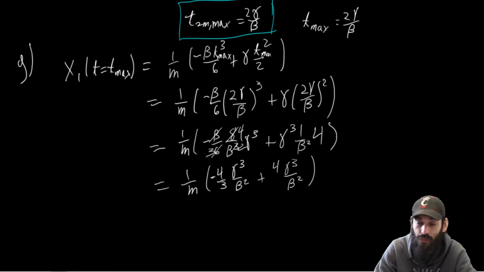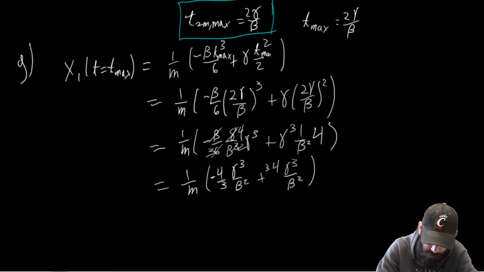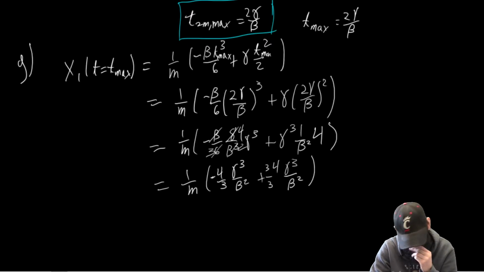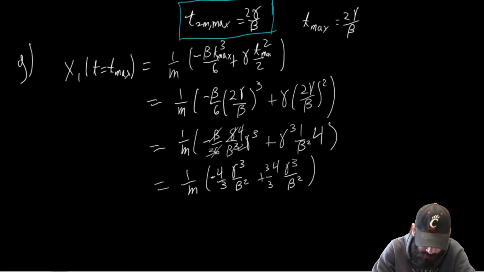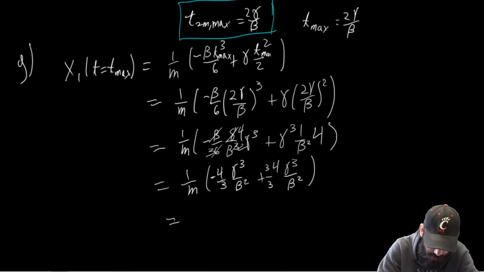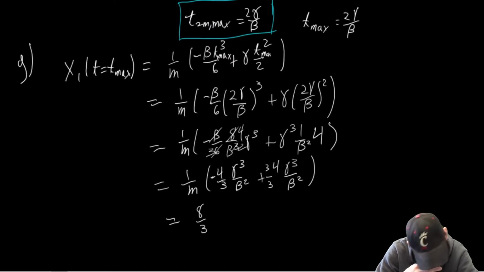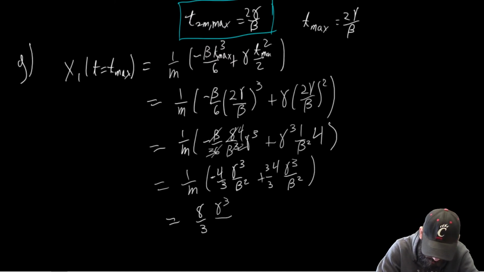Now, in order to combine these, we need a common denominator. This is going to be a 3 over 3 to multiply this to get a common denominator. This is going to be 12 minus 4. So this is going to be 8 thirds. So this is going to be equal to 8 over 3 times gamma cubed over m times beta squared.